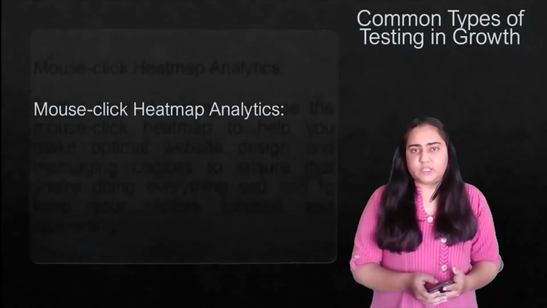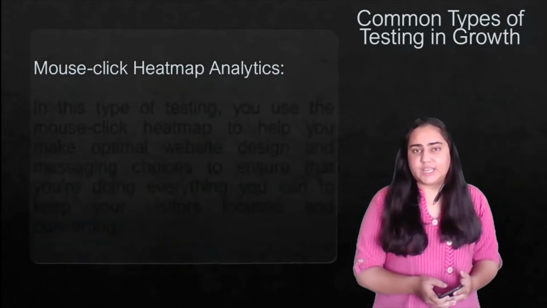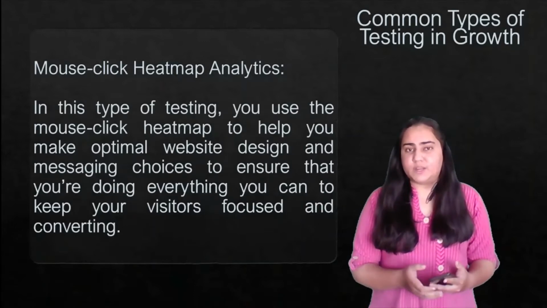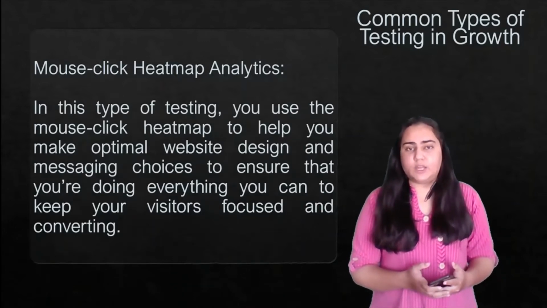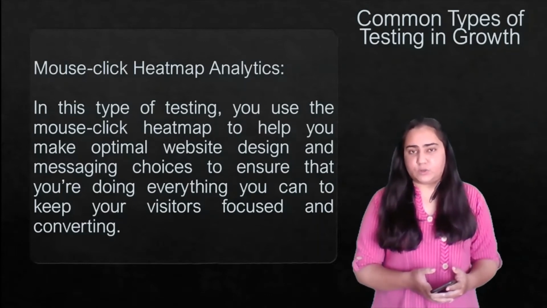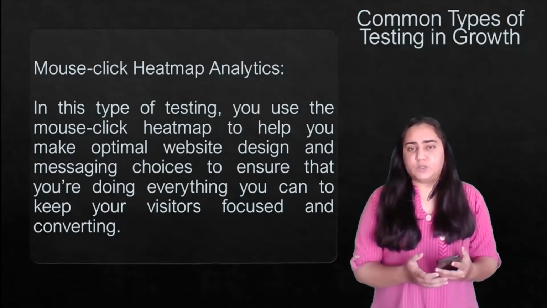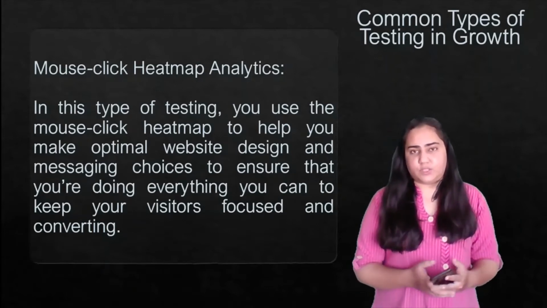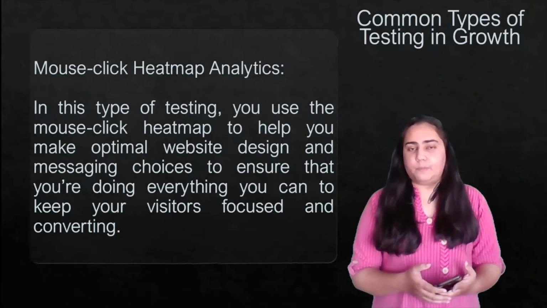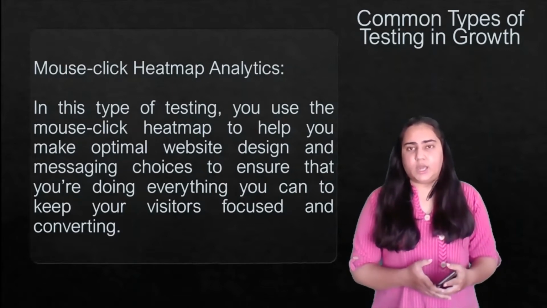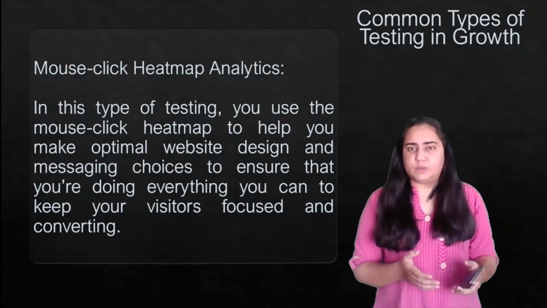The next type of testing is mouse click heat map analytics. In this type of testing, you can use the mouse click heat map to help you make optimal website design and messaging choices to ensure that you're doing everything you can to keep your visitors focused and converting. So this is where you will create a heat map for your entire website and try to find out where exactly people are clicking more.